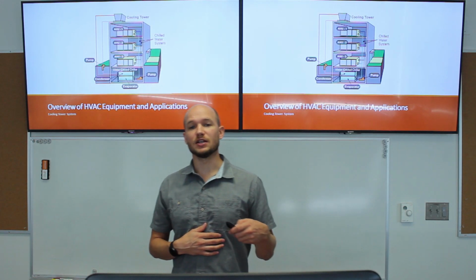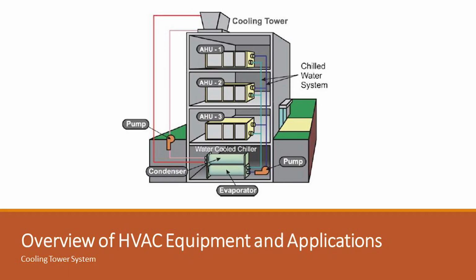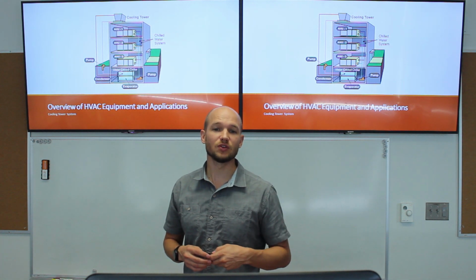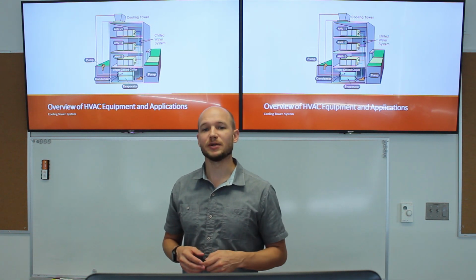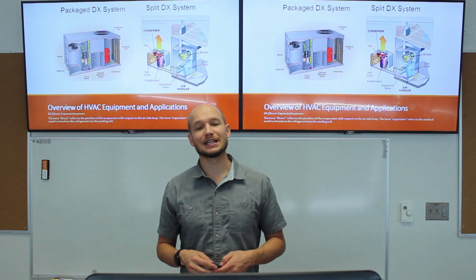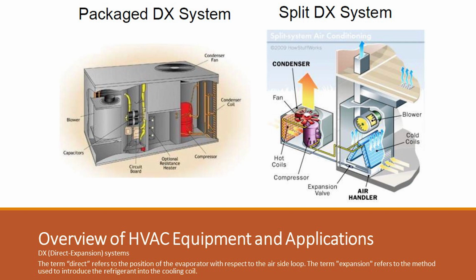Here is a water-cooled system. Cooling tower, again, can be on the roof or outside. It's going to have an evaporator, a condenser, a pump, air handlers on each floor, and water pipes running in between those. And then you get into packaged DX systems.